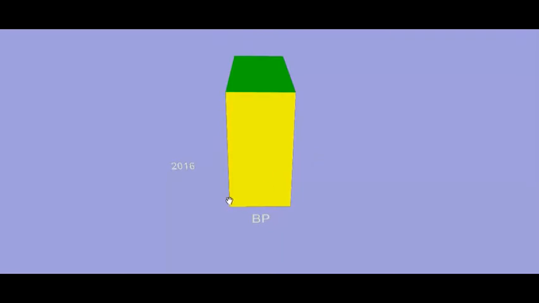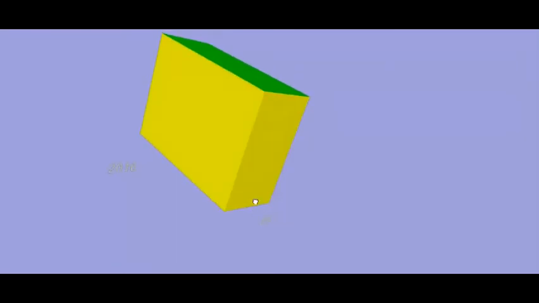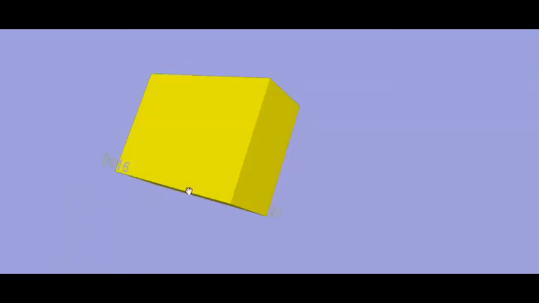So again, this size represents the equity from the balance sheet. This, the depth, represents the total assets from the balance sheet, and the height of the graph represents the total revenue, with a green or a red roof representing the net profit or net loss.